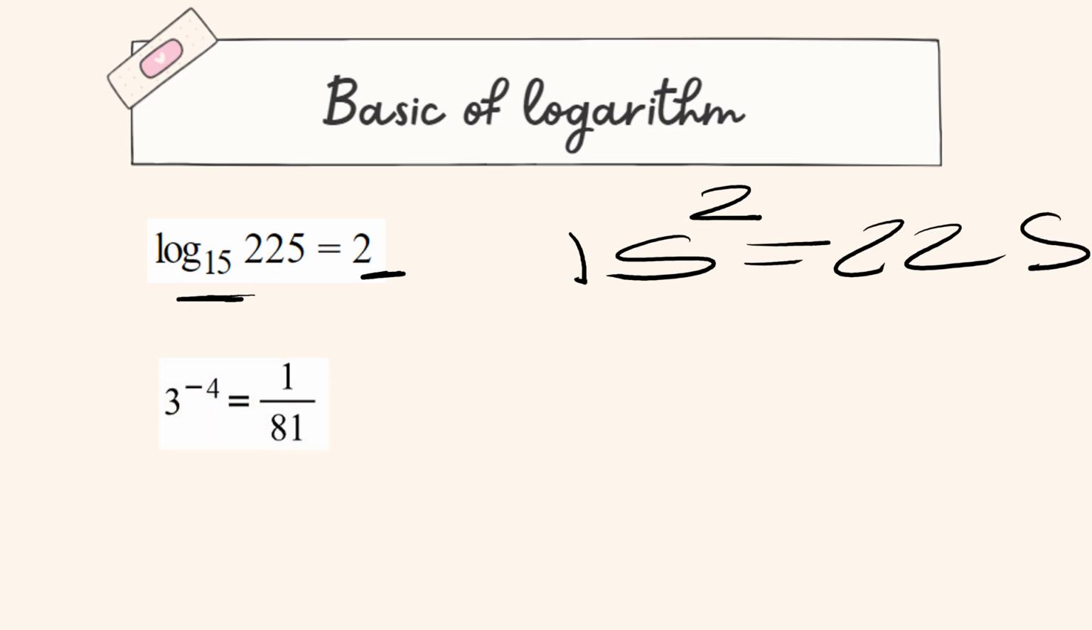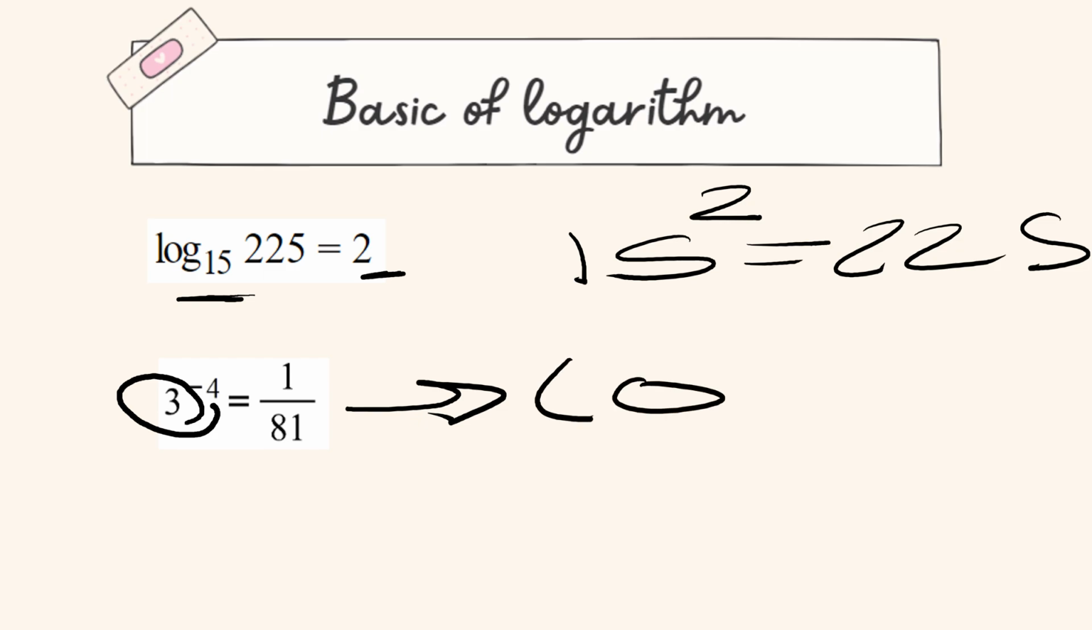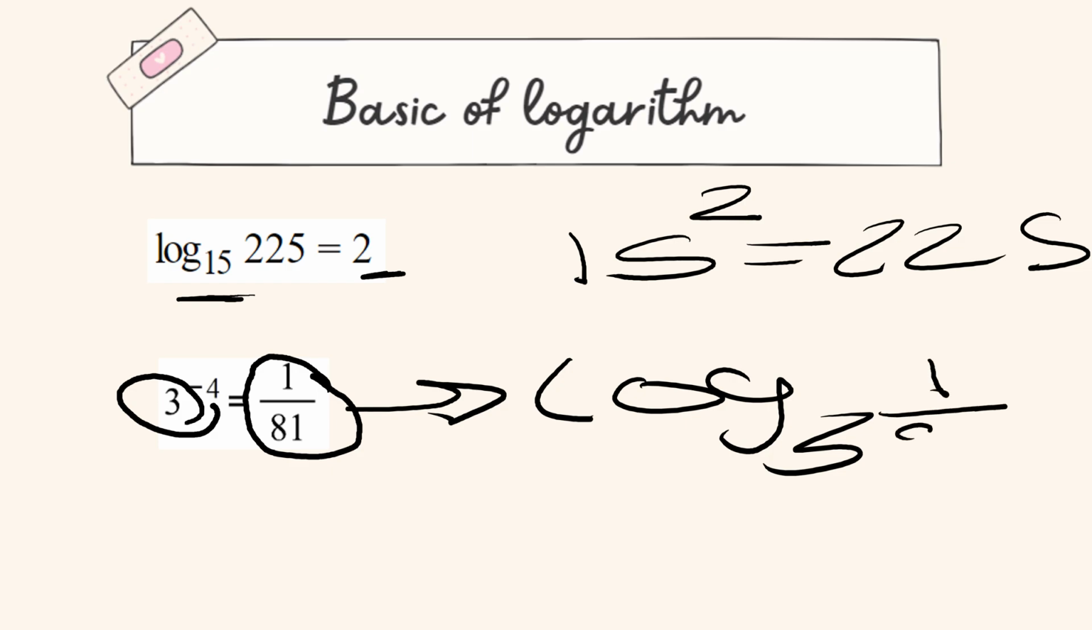The second example is how to convert exponential form to logarithm form. So we have 3, which would be the base of the log, then 100 over 81 would be the value, and then it equals -4.